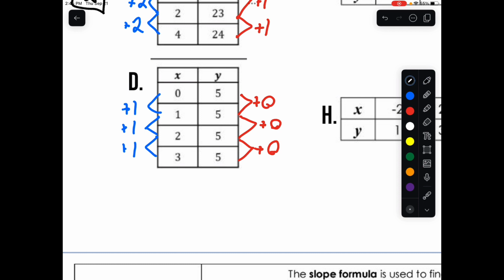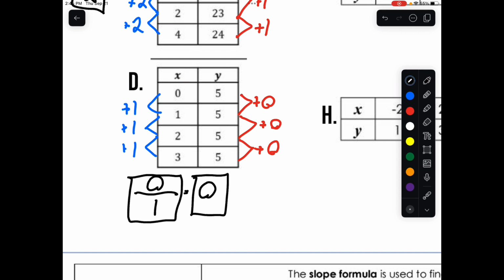Again, we say that it is our change in y over our change in x, which is 0 over 1, which is also the same as 0. Again, either one of these two things are correct.